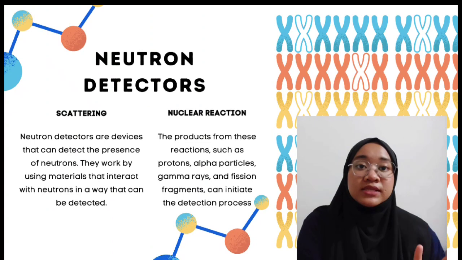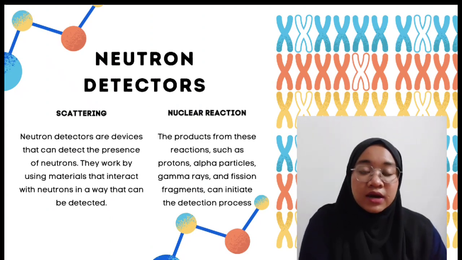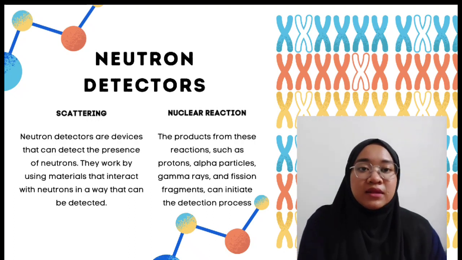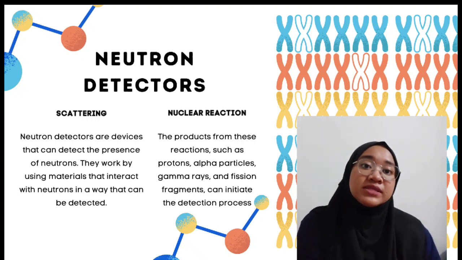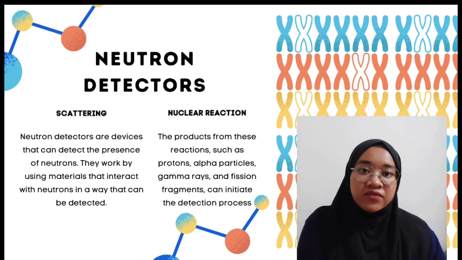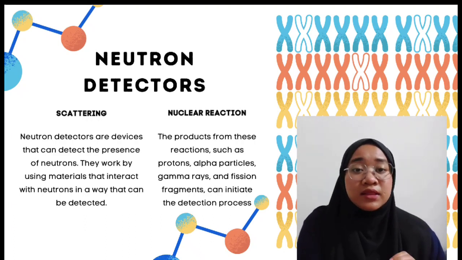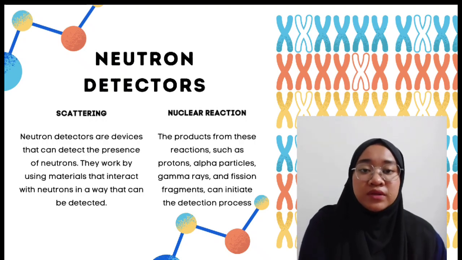There are two basic types of neutron interactions with matter. First is scattering. The neutron can be scattered by a nucleus, transferring some of its kinetic energy to the nucleus. If enough energy is transferred, the recoiling nucleus ionizes the material surrounding the point of the interaction.